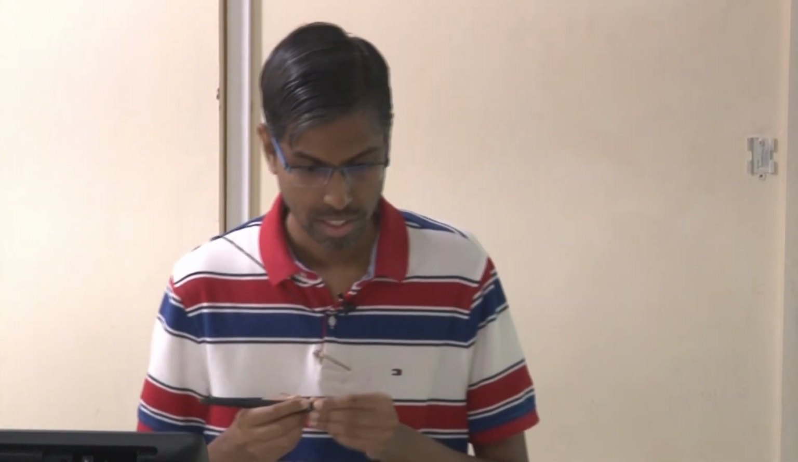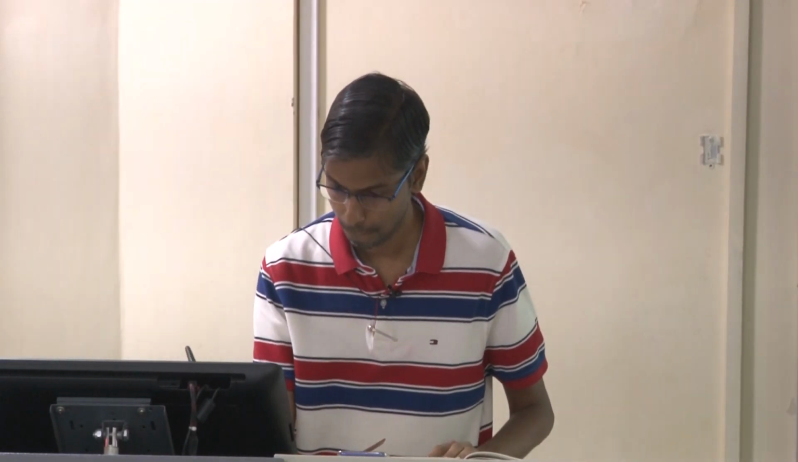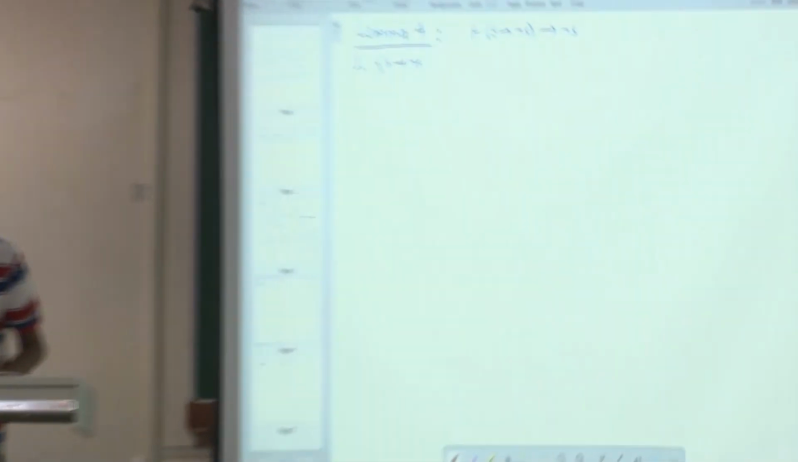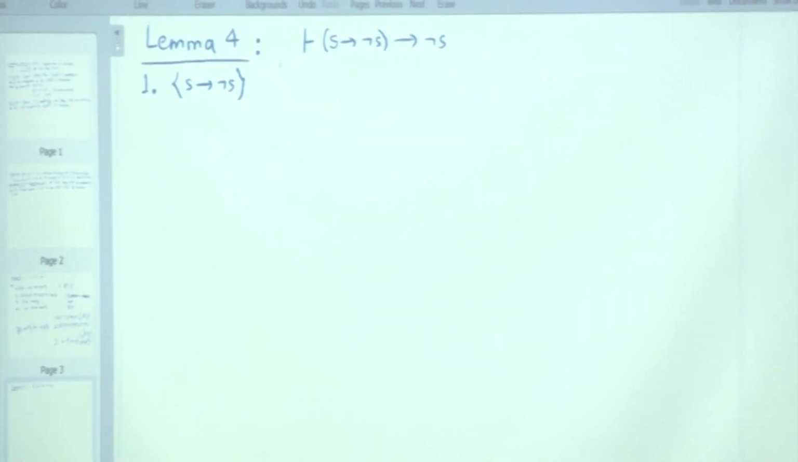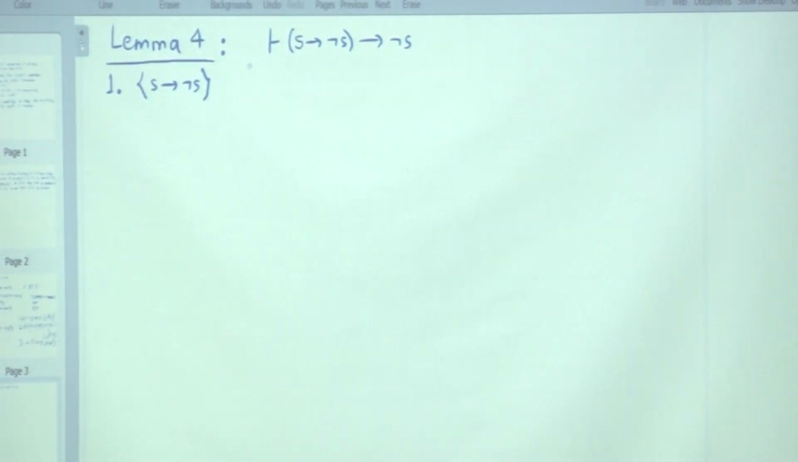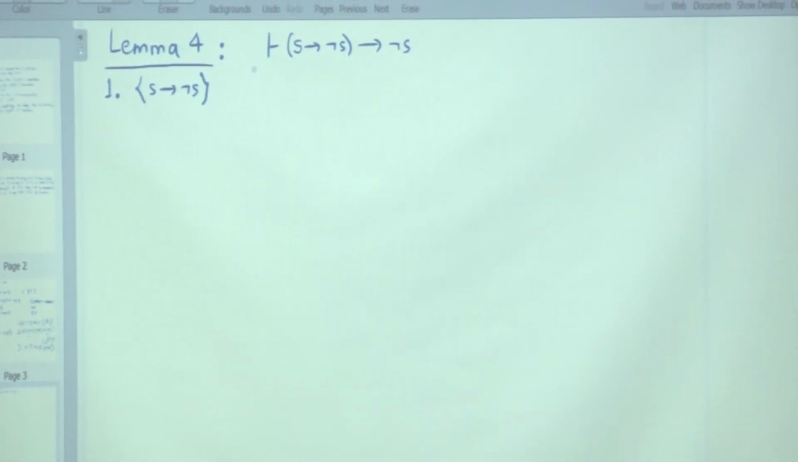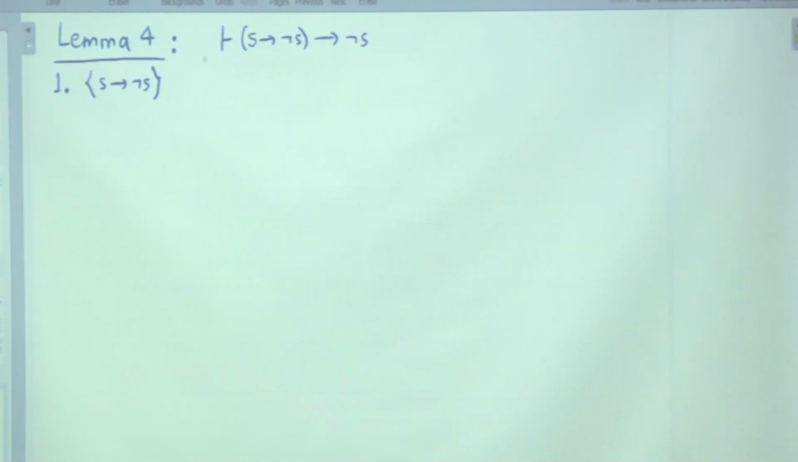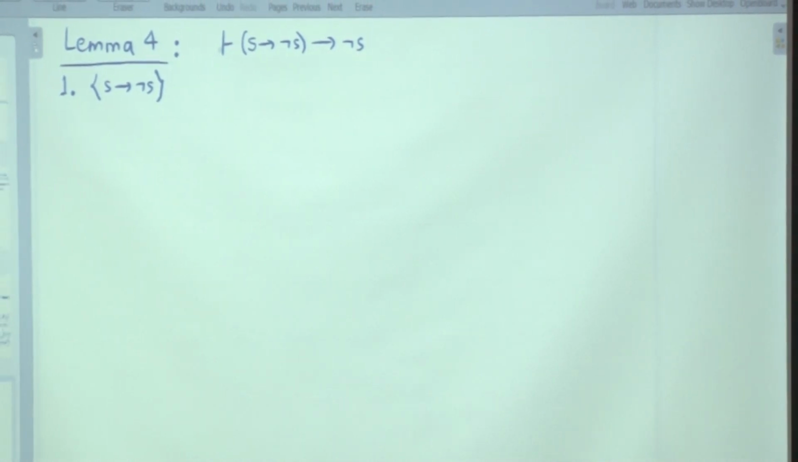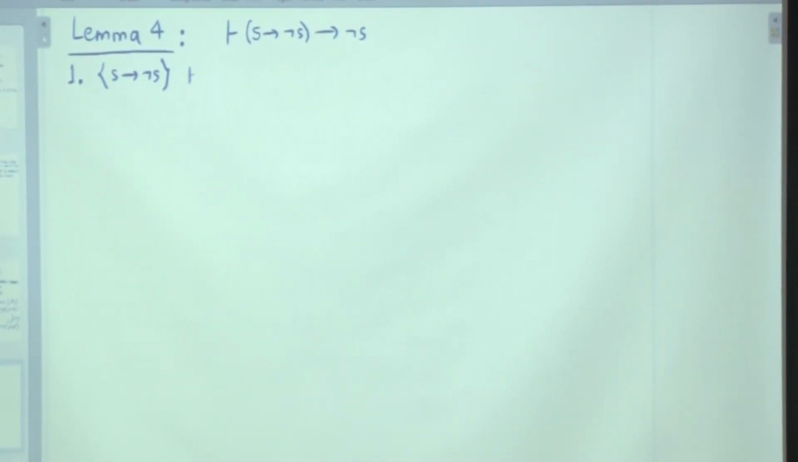Lemma 4. Let me write down the solution for you. This is quite complicated. Of course, we have to use the deduction theorem at the end. This term is quite complicated to deal with: S implies negation S. So it's better to keep it on the left hand side than on the right hand side.